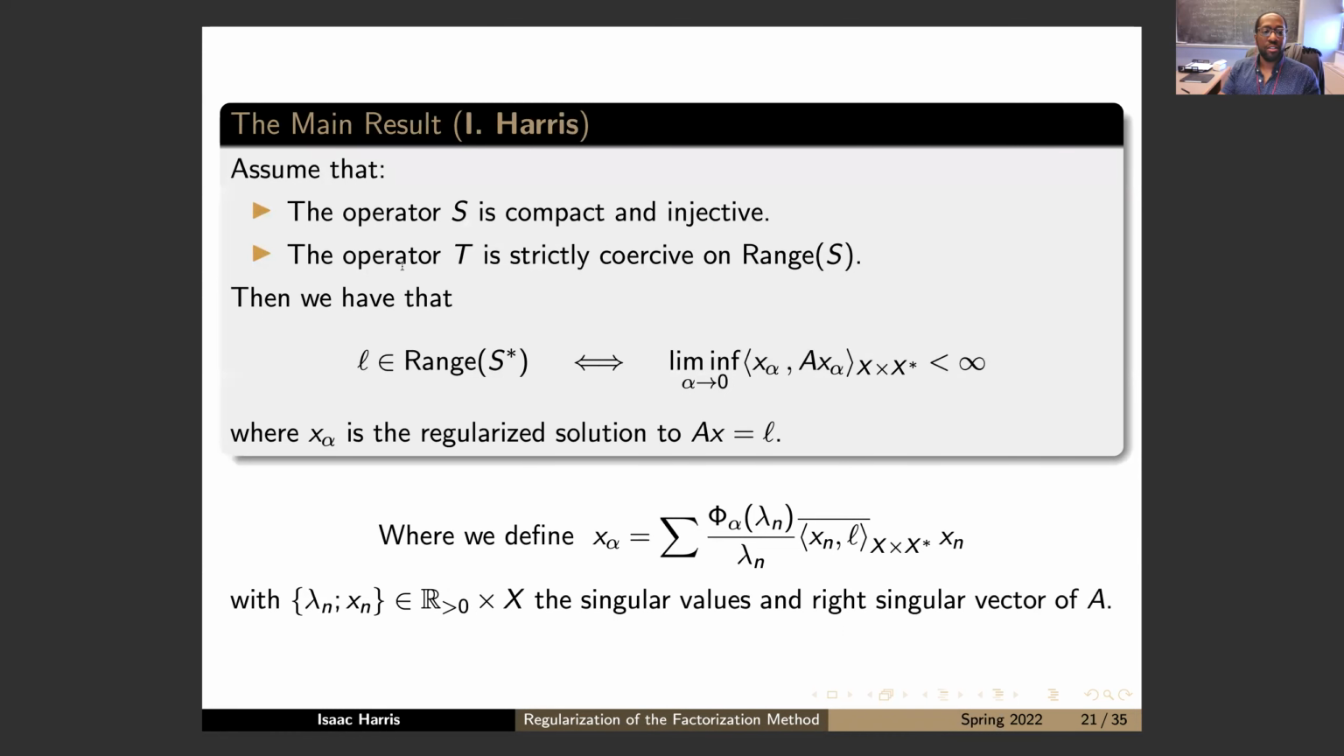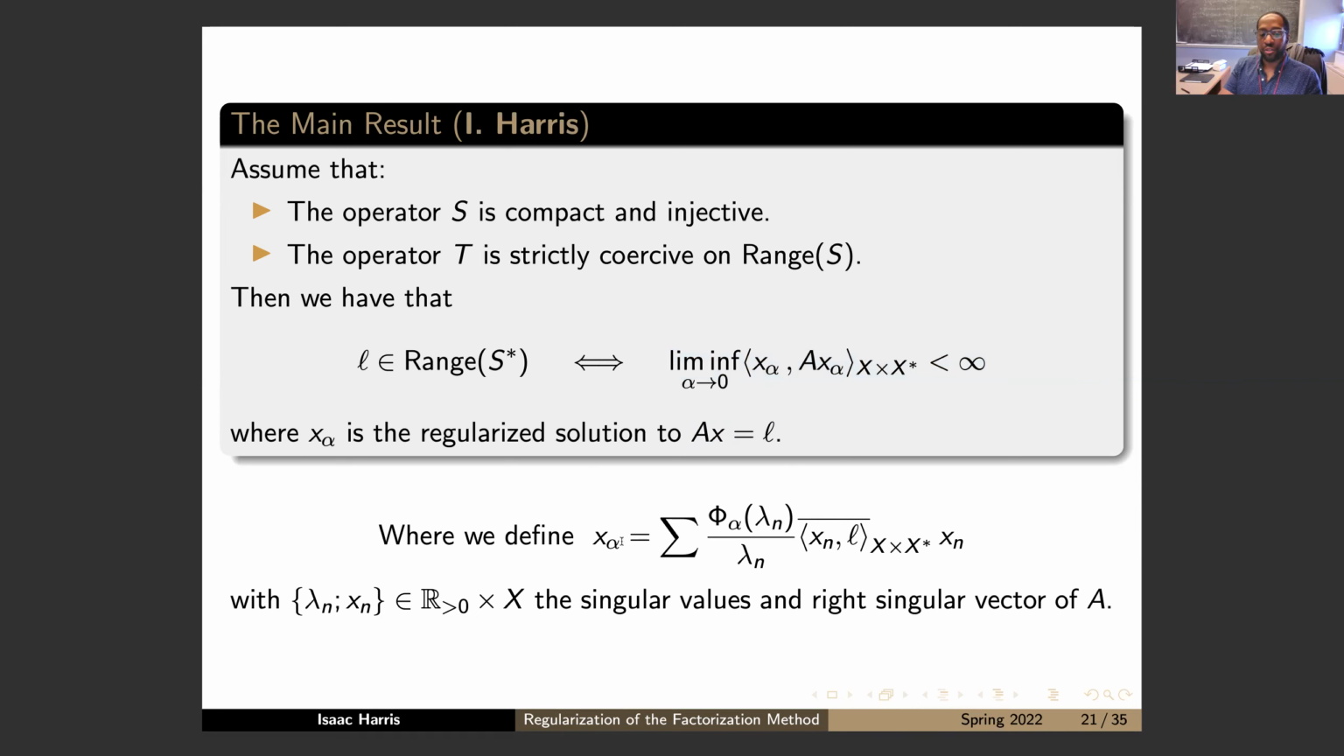And so what the result says is that assume that your operator S is compact and injective. We have that for our operator S. Assume that T is strictly coercive, and you only need it to be strictly coercive on the range of S. So not even on the whole space. So it can just be strictly coercive on the range of S. Then the range of S star can be identified with this limit. And so X alpha is the regularized solution to AX equals L as an operator equation.